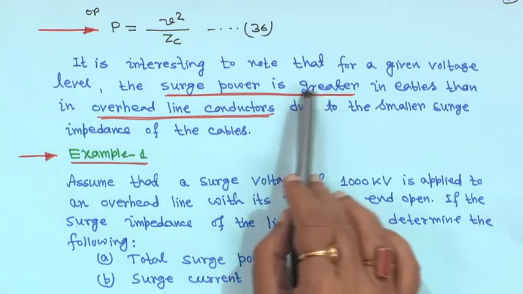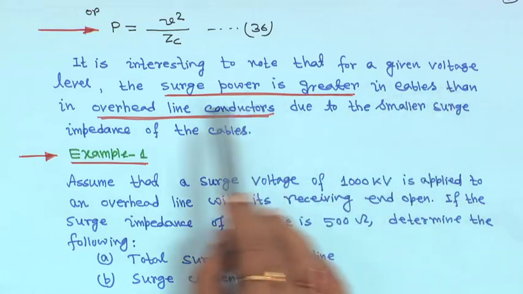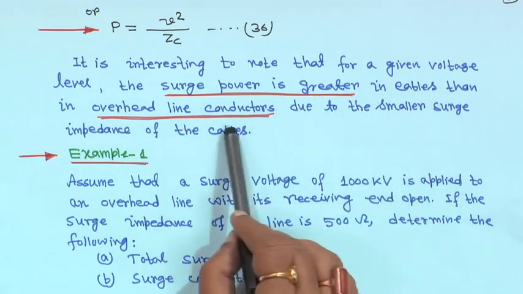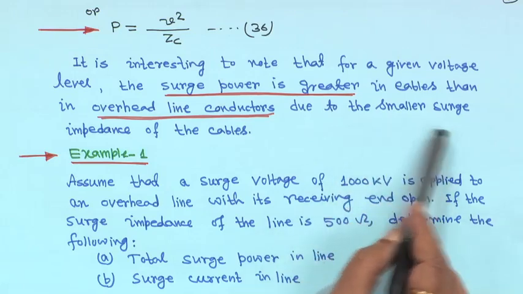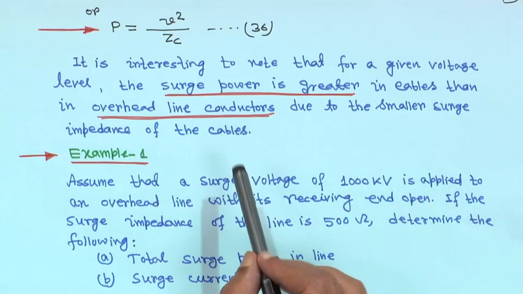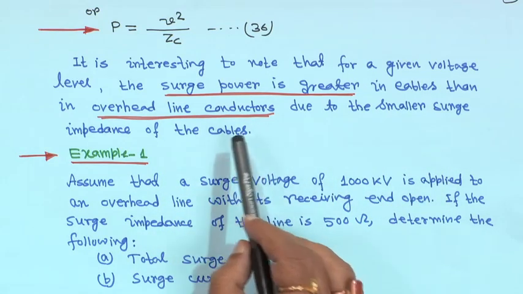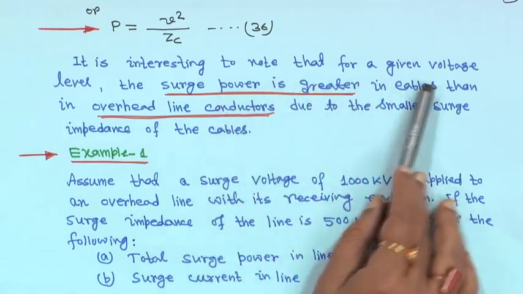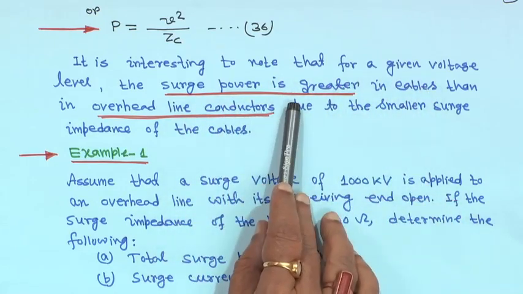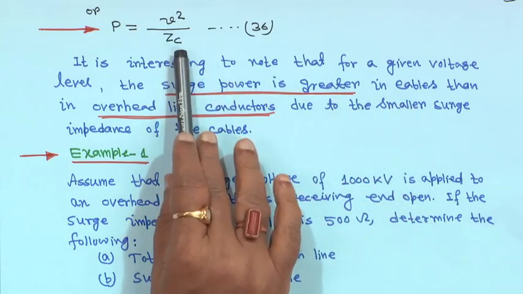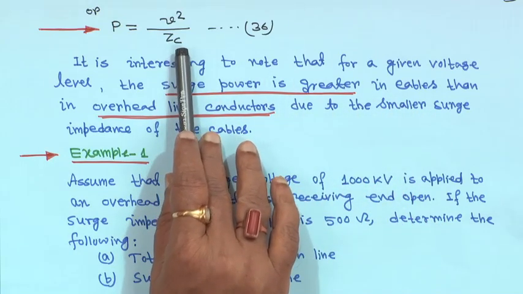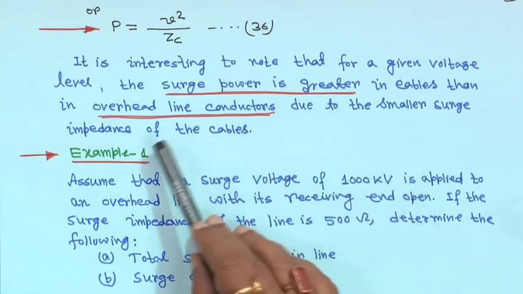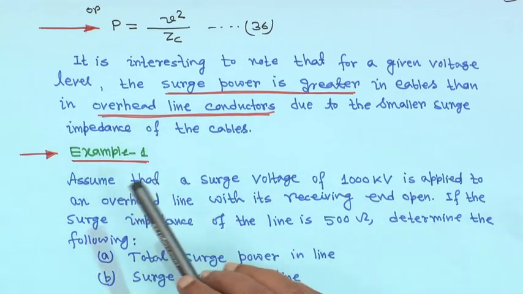Now it is interesting to note that for a given voltage level, the surge power is greater in cables than in overhead line conductors due to the smaller surge impedance of the cable. In the cable, the surge impedance is small. So, that is why for a given voltage level, the surge power is greater in cables, because your denominator is less, than in overhead line conductors.